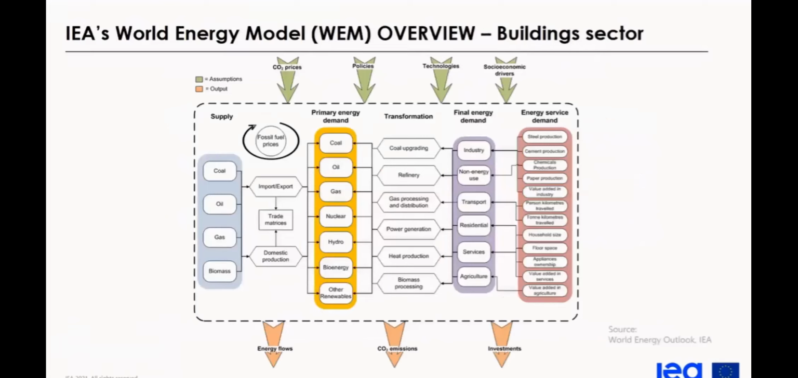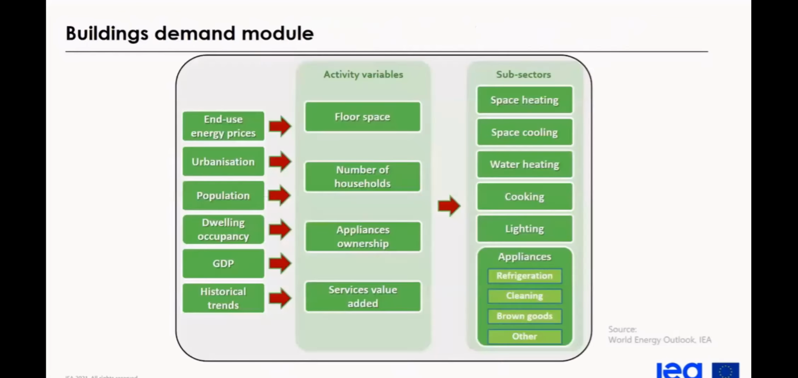Looking now at the building sector, so building is an aggregation of residential and services sector, where again we will have to segment and disaggregate by the type of energy need we are looking at. So we know that in buildings we are looking for space cooling, water heating, we are looking for energy for cooking, for lighting, for powering appliances.